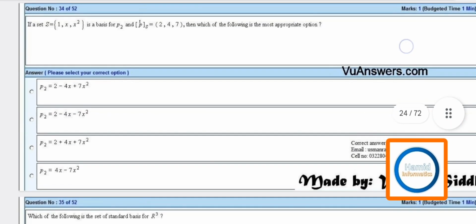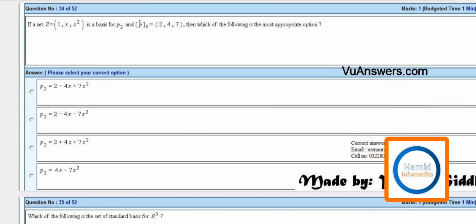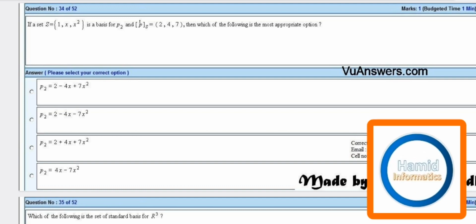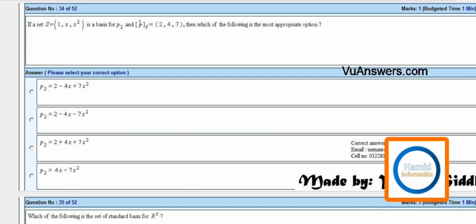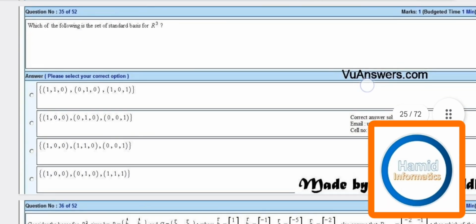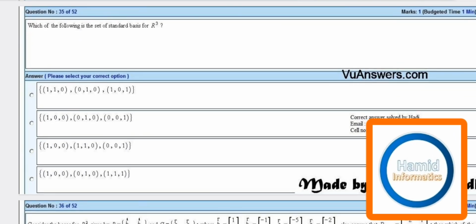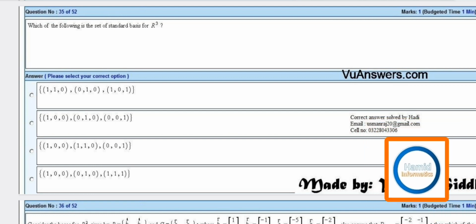Leave this. If a set S equals {1, x, x²} is a basis for P2 and the coordinate vector of p relative to S is (2, 4, 7), then which of the following is the most appropriate option? The answer is p(x) = 2 + 4x + 7x². Next question is: which of the following is the set of standard basis for R3? The answer is (1, 0, 0), (0, 1, 0), (0, 0, 1).